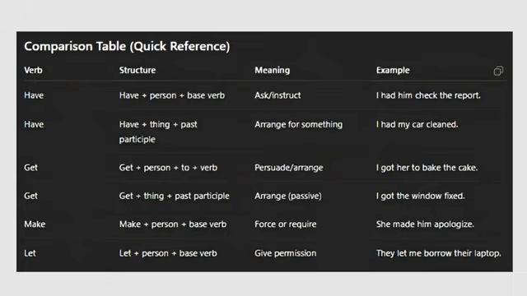Make plus person plus base verb: force or require. She made him apologize. Let plus person plus base verb: give permission. They let me borrow their laptop.